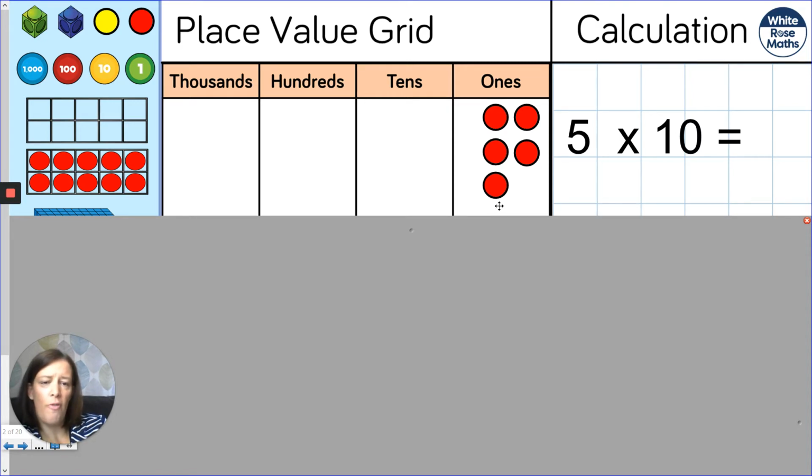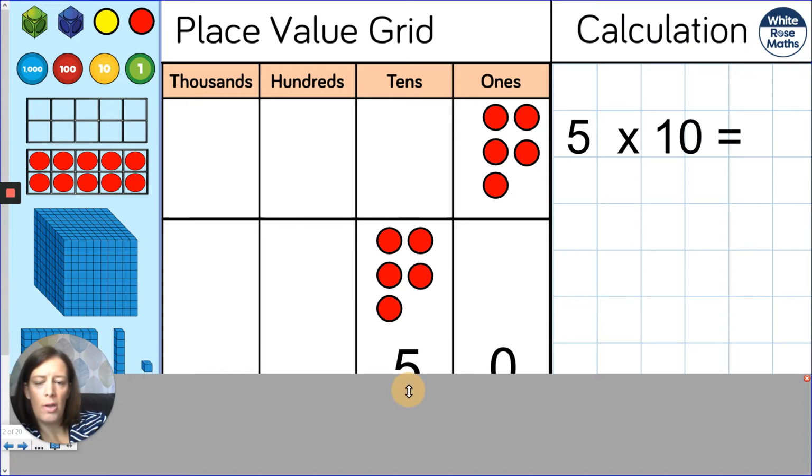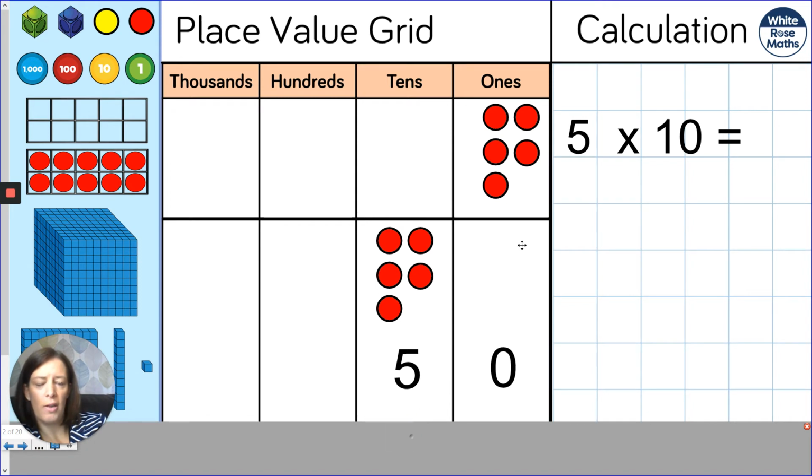So at the moment we've got 5 ones and we want to multiply them by 10. When we multiply them by 10, those 5 ones move into the tens column and we have 5 tens. It's 10 times bigger. So now we've got 5 tens and no ones, meaning we've got 50. But we have to remember to put our 0 in here with our digits as a placeholder. So 5 multiplied by 10 is going to be 50.